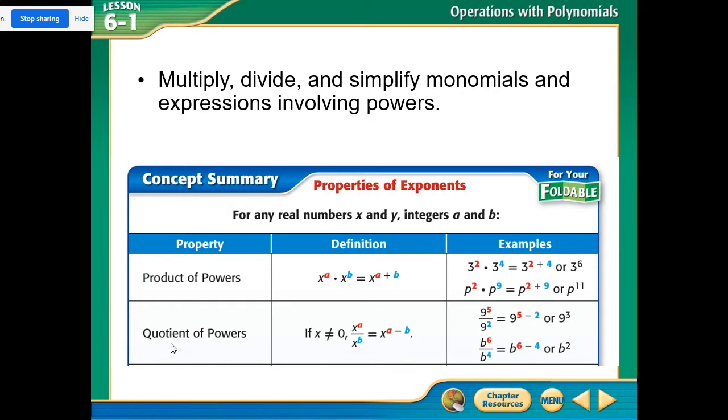Quotient. The quotient again is division. So when we divide, we added when we multiplied. So when we divide, we are going to subtract. So 5 minus 2 was 3. 6 minus 4 is 2. And so that's what we're going to have to do. So when we multiply, we're going to add them together. When we divide in a fraction form, we're going to subtract them.